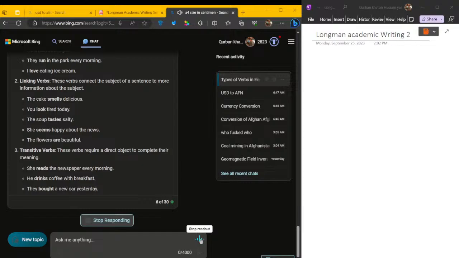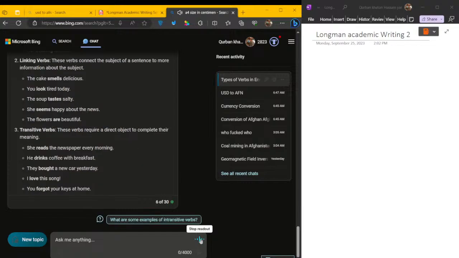Linking verbs. These verbs connect the subject of a sentence to more information about the subject. The cake smells delicious. You look tired today. The soup tastes salty. She seems happy about the news. The flowers are beautiful. Transitive verbs. These verbs require a direct object to complete their meaning. She reads the newspaper every morning. He drinks coffee with breakfast. They bought a new car yesterday. I love this song. You forgot your keys at home.